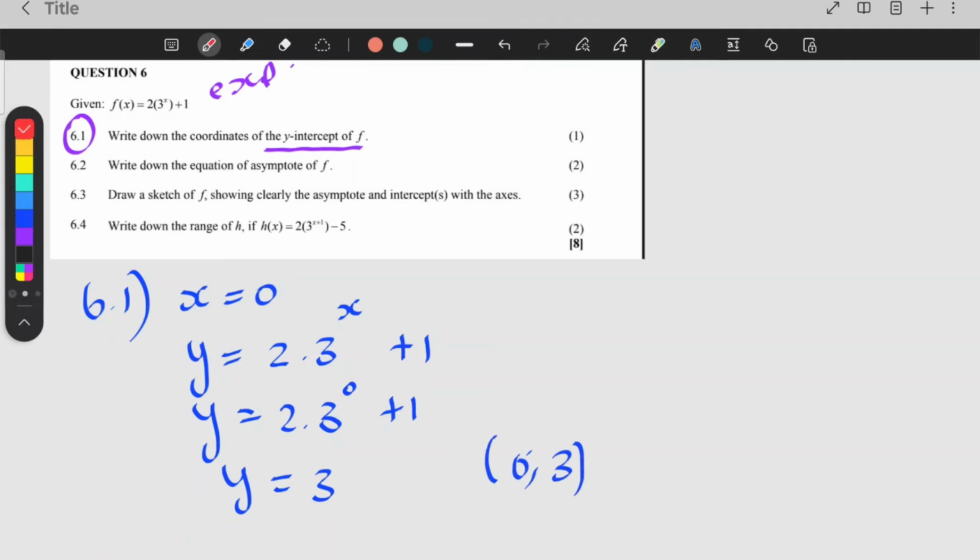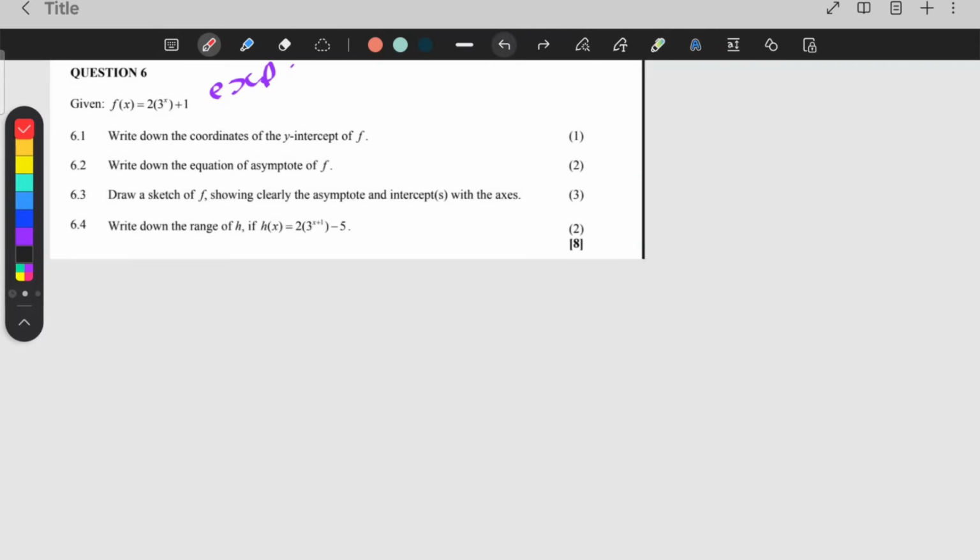So this was for 1 mark only. Our next question is 6.2, and it says write down the equation of the asymptote of f.